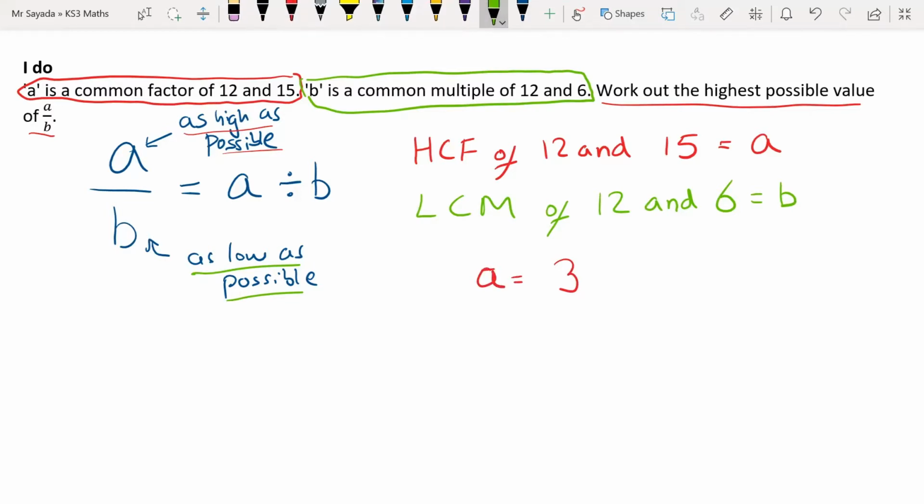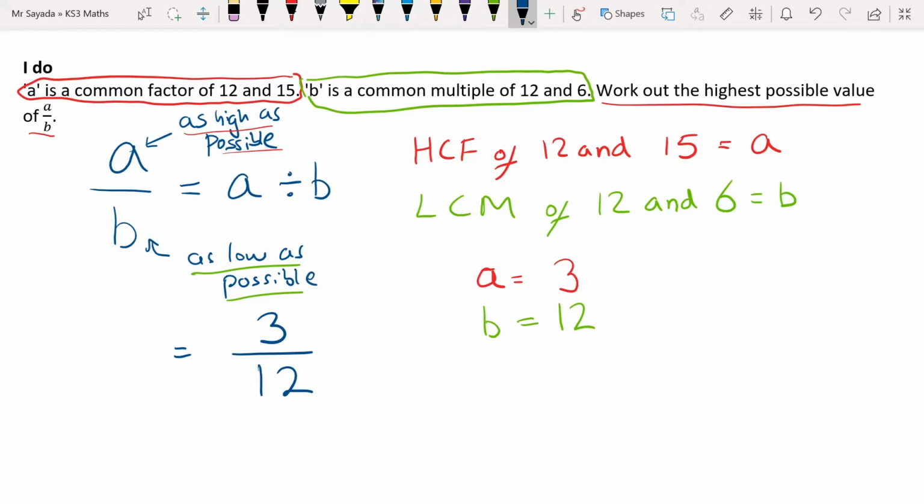The lowest common multiple of 12 and 6, you should have found out is 12. The highest common factor of 12 and 15, which is A, is 3. The lowest common multiple of 12 and 6, which is B, is 12. Therefore, we now have our final answer. We want A over B to be as high as possible. We found out the highest possible A is 3. We found the lowest possible B is 12, so our answer is 3 over 12.